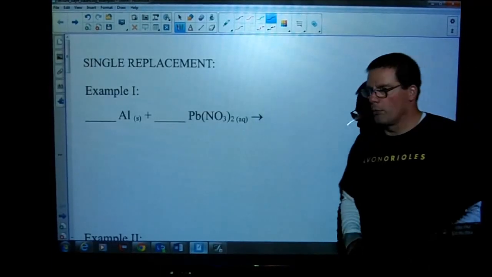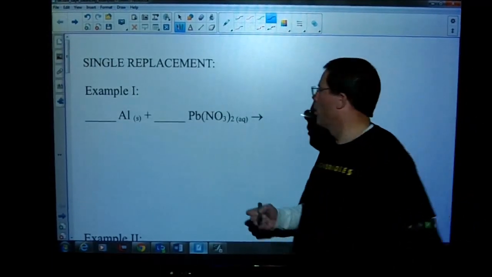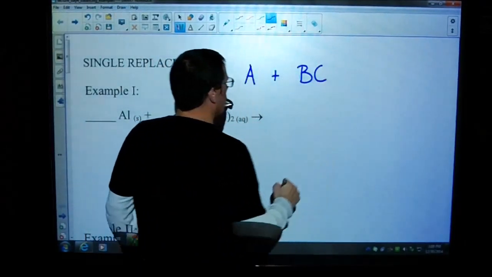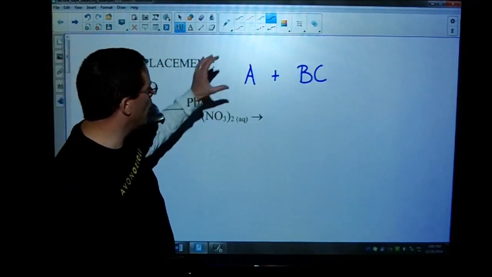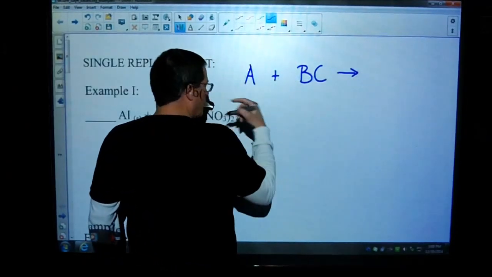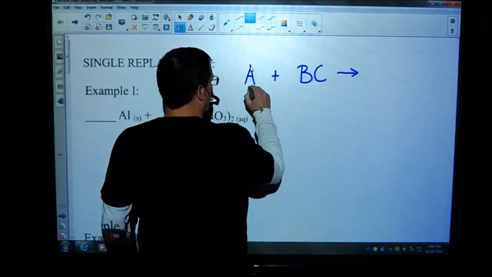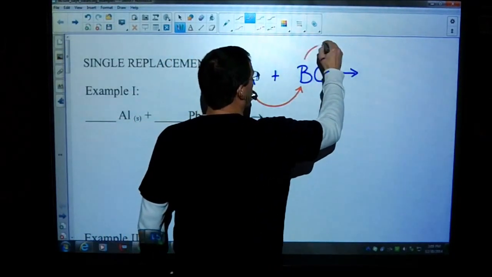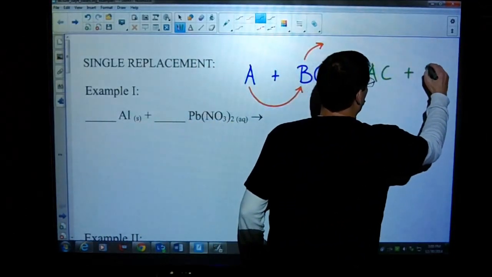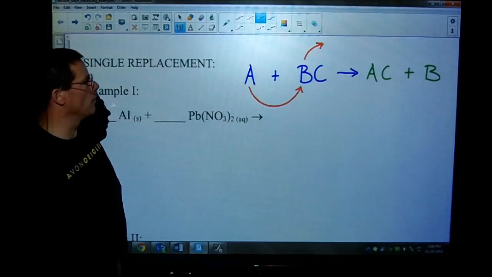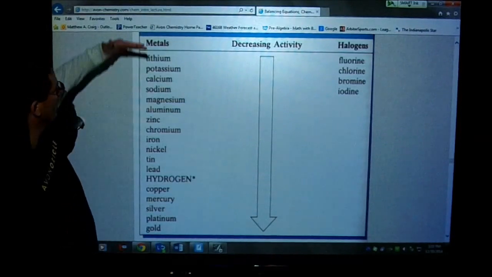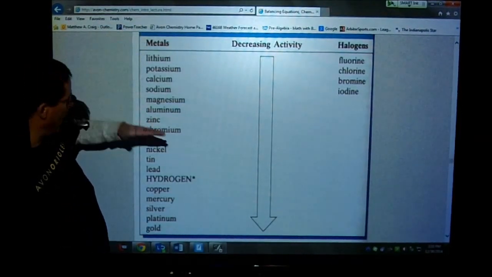When we look at single replacement reactions, we have to remember the generic equation that looks something like this, where we have A reacting with BC, so we have something, whether it's a metal or non-metal, all by itself reacting with the compound. And what's happening is that if A is a metal, A is actually going to replace B and kick it out, so that on the other side we'll now have AC plus B. And again, this is if A is a metal, and if, looking at the activity series, the metal is listed higher than that which it's replacing.